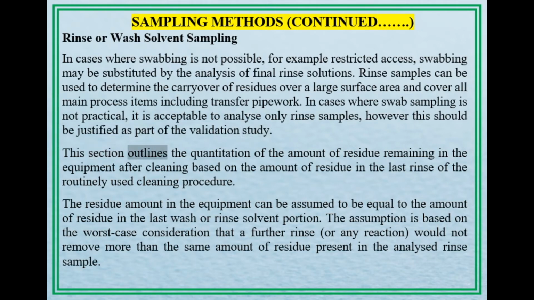This section outlines the quantitation of the amount of residue remaining in the equipment after cleaning based on the amount of residue in the last rinse of the routinely used cleaning procedure. The residue amount in the equipment can be assumed to be equal to the amount of residue in the last wash or rinse solvent portion. The assumption is based on the worst case consideration that a further rinse, or any reaction, would not remove more than the same amount of residue present in the analyzed rinse sample.